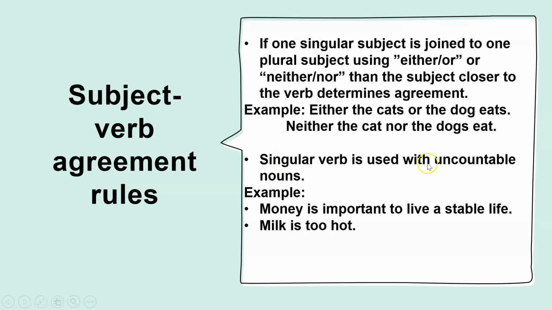Singular verb is used with uncountable nouns. Now it is very important to make sure that whenever there is an uncountable noun, we consider the verb also as singular. Money, uncountable. So we consider it as singular and we use a singular verb with it. Money is important to live a stable life. Milk is too hot. Now these both are uncountable. So with uncountable, we use singular verbs.